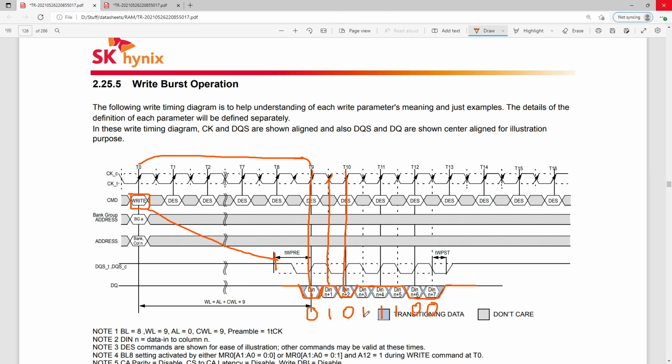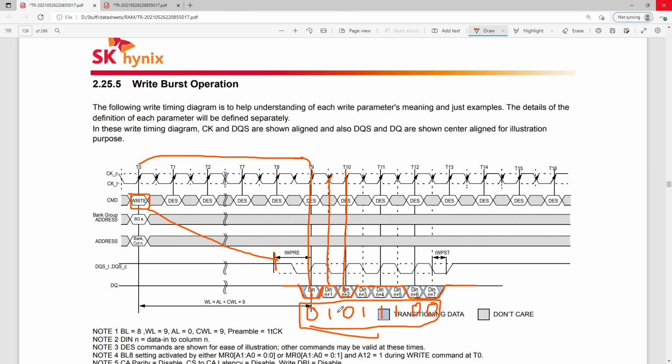T10.5, it records a 1 because the voltage is high. T11, it checks again, the voltage is high again, so it records another 1. T11.5 records another 1. T12, 0. T12.5, 0. And T13, it doesn't do anything because we've already sent 8 bits of data. And you're sending 8 bits of data on each data queue line at the same time.